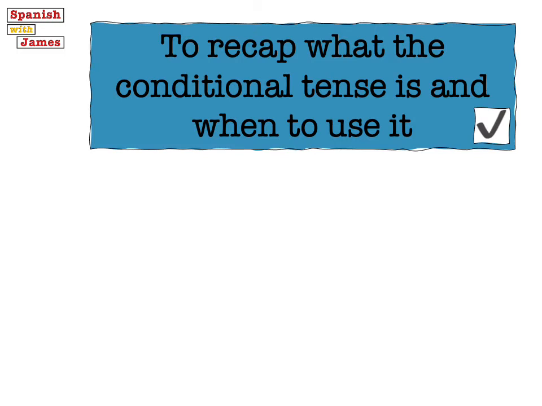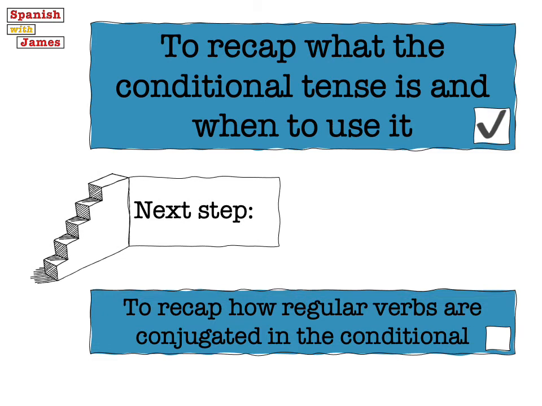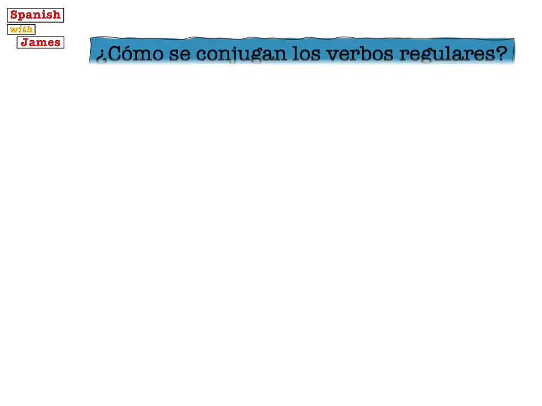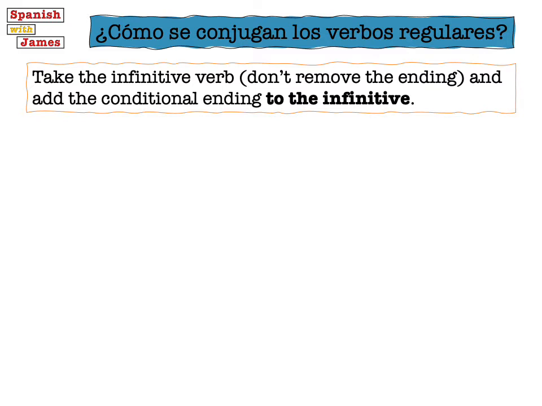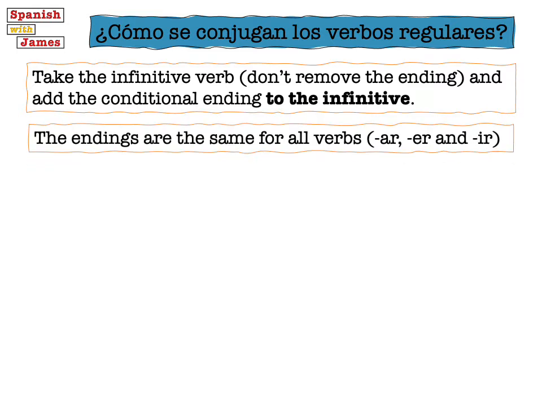So we've just done our first learning objective, which was to recap what the conditional tense is and when we use it. The next step is to recap how regular verbs are conjugated in the conditional tense. ¿Cómo se conjugan los verbos regulares? So how are regular verbs formed? How are they conjugated in the conditional tense? Well, first of all, we use the infinitive verb. We don't remove the ending, whether it's an AR, ER, or IR verb. We use the whole infinitive, and then we add our conditional ending to the infinitive. And also these endings, there's just one set of them, and we use them for all verbs, which makes the conditional really quite nice and easy.